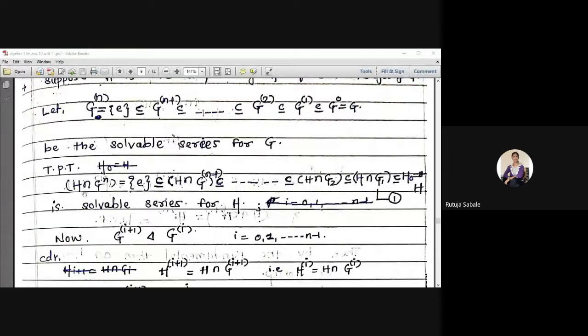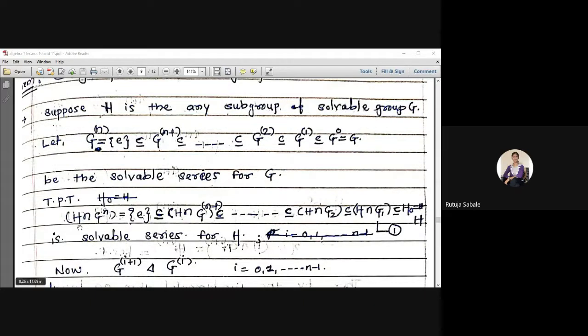Okay, what is the series? H intersection Gn, which is equal to singleton E, is contained in H intersection G raised to n minus 1, which is contained in, and so on, up to H intersection G2, which is contained in H intersection G1, which is contained in H naught, which is equal to H. This is the series for group H.